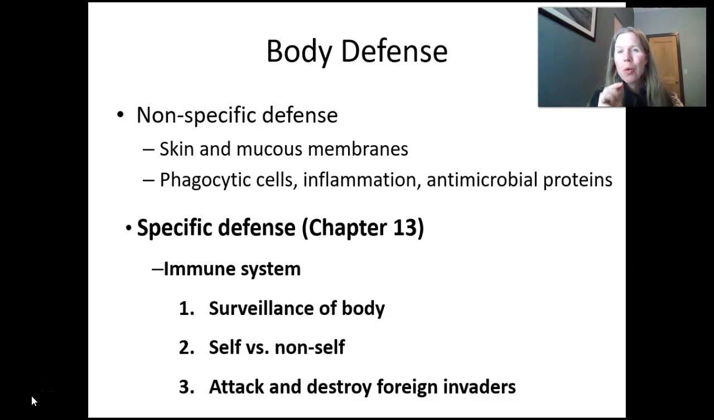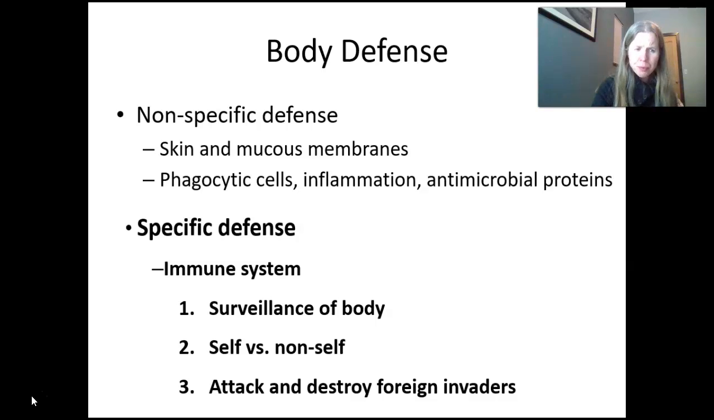With this system, it's very powerful and it can destroy these foreign microbes. We don't want it to destroy our own cells, right? So if we do end up with lymphocytes that are attacking our own cells, that would be considered an autoimmune disease. So that's what we're trying to avoid here. And so hopefully, if the system is working right, we are identifying, attacking, and destroying these foreign invaders.